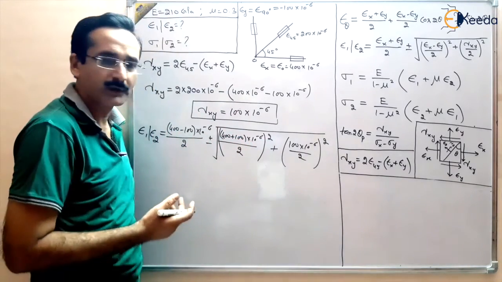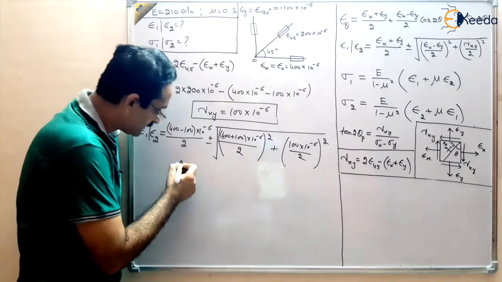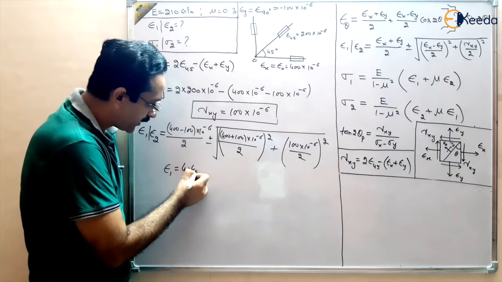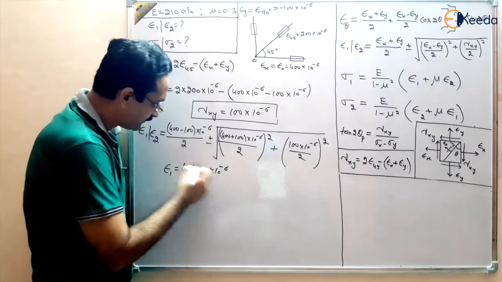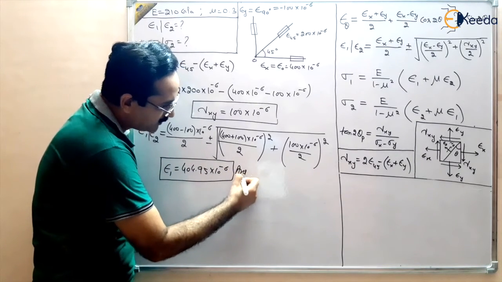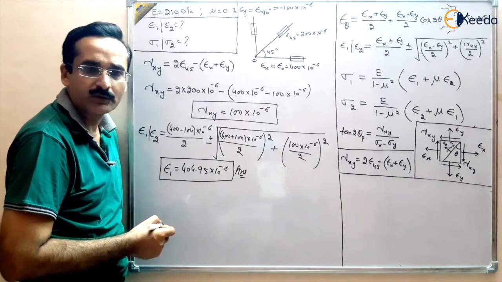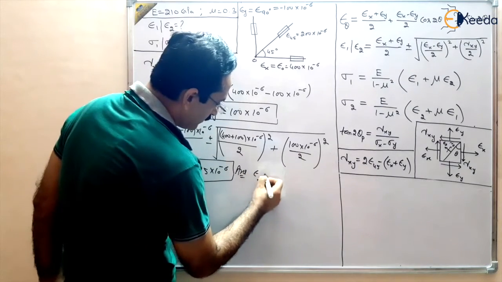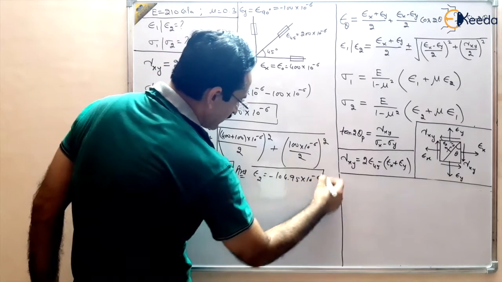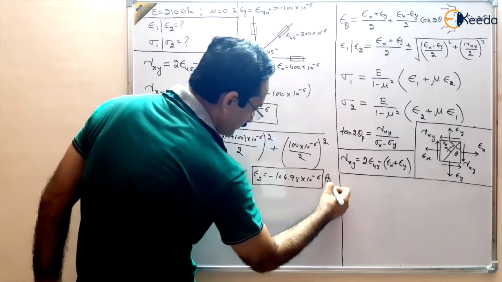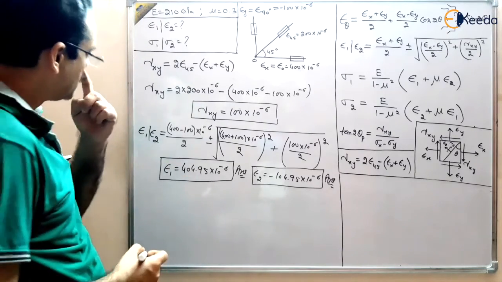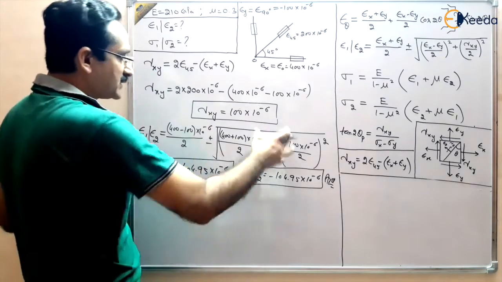Solve it, use calculator, take your time and you will get the answer as epsilon 1 will be equal to 404.95 multiplied by 10 to the power minus 6. This is our major principal strain, and minor principal strain you will get epsilon 2 will be equal to minus 104.95 into 10 to the power minus 6. This is our another principal strain. So this is the major and minor principal strains using this equation.